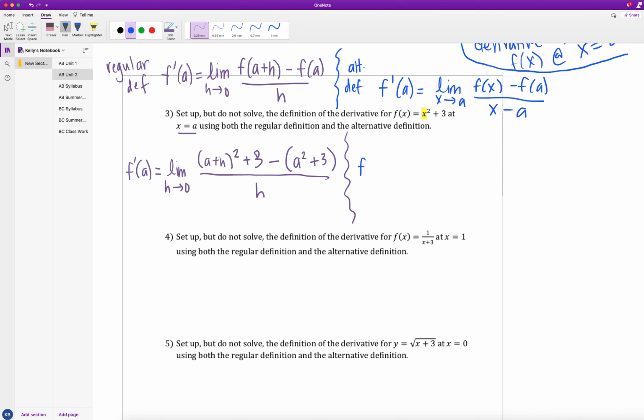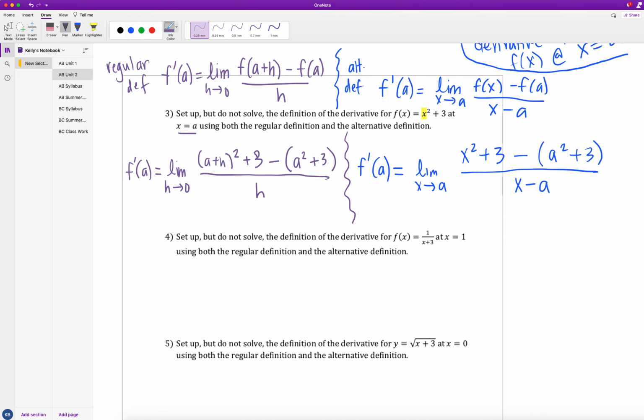So there's our setup for the regular definition. Now why don't you guys pause the video and do the setup for the alternative definition. So for our alternative definition, we have the limit as x approaches a of f of x, which is just that x squared plus 3 that was given, minus f of a, which will be our a squared plus 3, since we substituted an a for x, all over x minus a. And for both of these, we could combine like terms and actually solve it out, but we just want to practice setting these up.